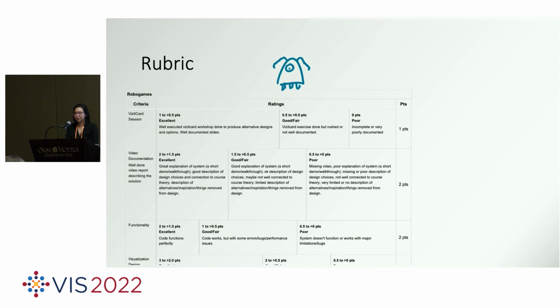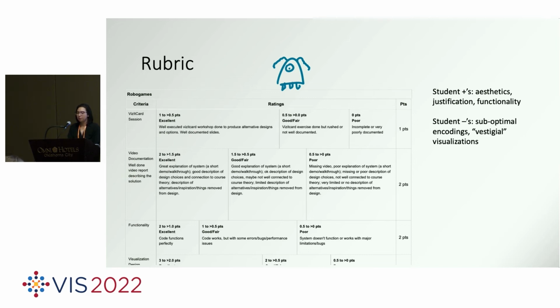We've run the game for 2 semesters with 10 to 11 teams each time, and the results have been highly encouraging. Our grading rubric, which is also available in our supplementary materials, is aligned with our learning objectives. Most teams score full points for aesthetics, justification, and functionality. We find that the largest deductions were due to interactivity features and suboptimal design choices, or failing to remove parts of their visualization that weren't actually helpful.